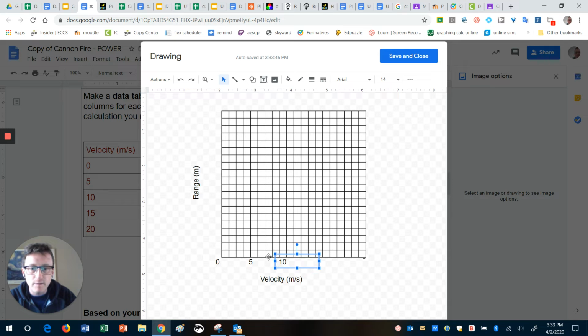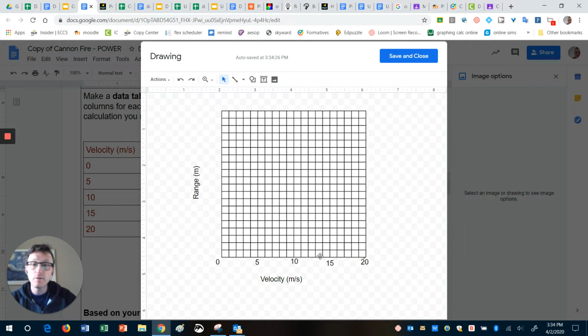So let's see, 5, 6, 7, 8, 9, 10. That one right there. Then on the 15th box, that would represent 15 meters per second. So 11, 12, 13, 14, 15, go over right to there. And then the last one should be 20. Oh, I have them over one more on that. So 6, 7, 8, 9, 10, 11, 12, 13, 14, 15, and then 20. Always double check.